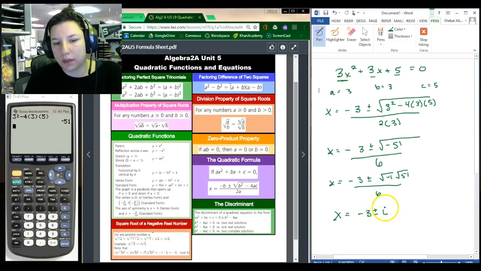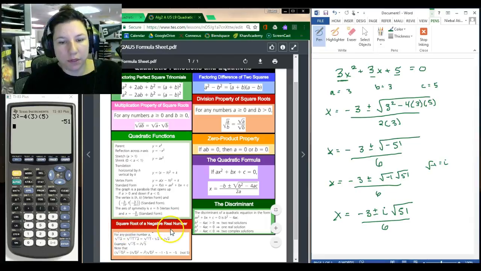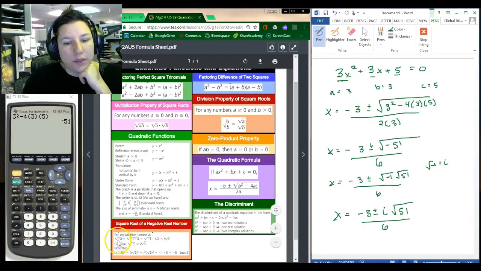So I'm going to replace that there. And if you didn't remember that the square root of a negative 1 is equal to i, here we have the square root of a negative real number. So it tells you in the formula sheet, if you have the square root of a negative number, you split that up to the square root of negative 1 times that number. And then you can see that they've replaced the square root of negative 1 with i.